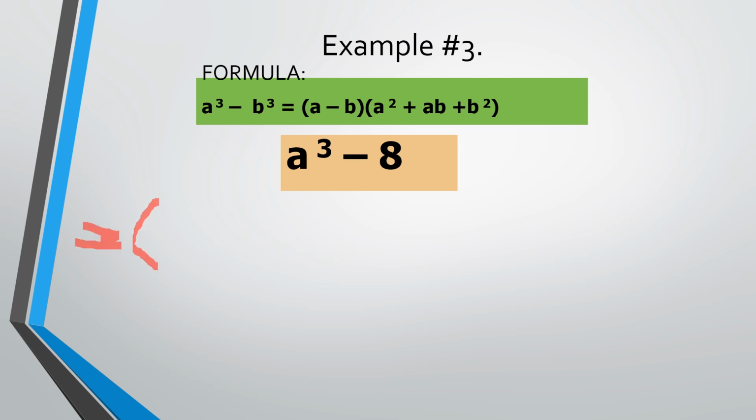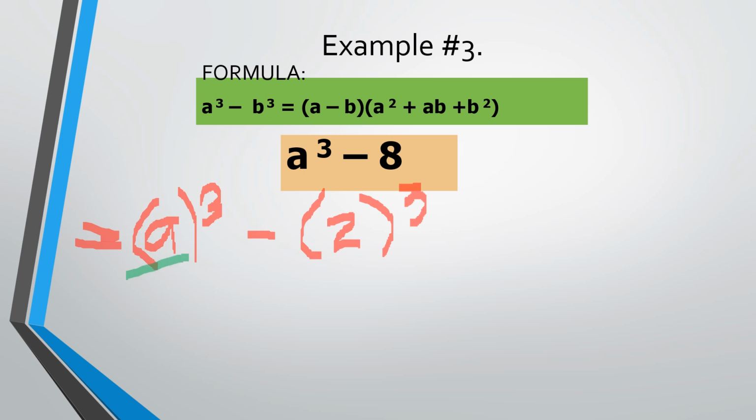Okay, a cube. The cube root of a cube. We have a raised to the cube subtracted by the cube root of 8. We have 2 raised to the cube, or raised to the power of 3. So this will be now our a, and this is our b. Now let us apply the rule.